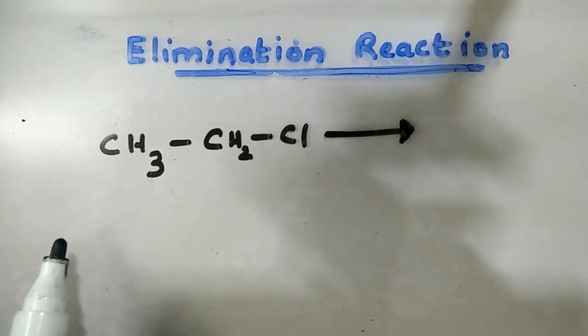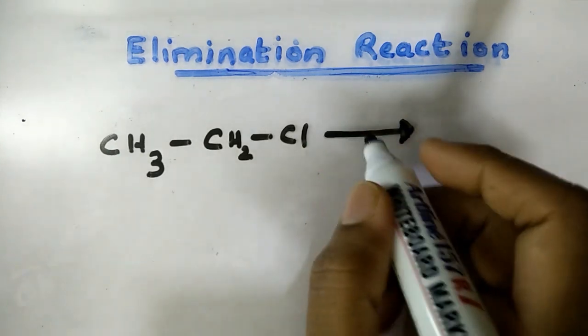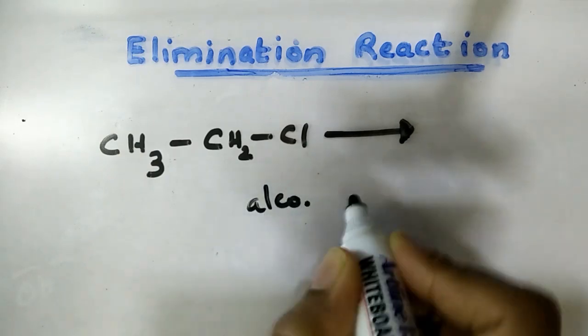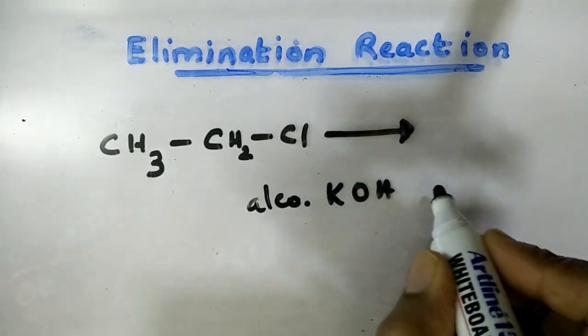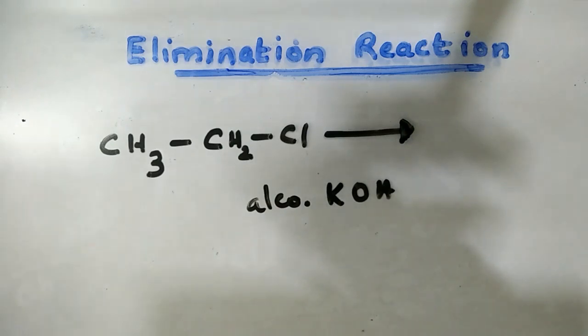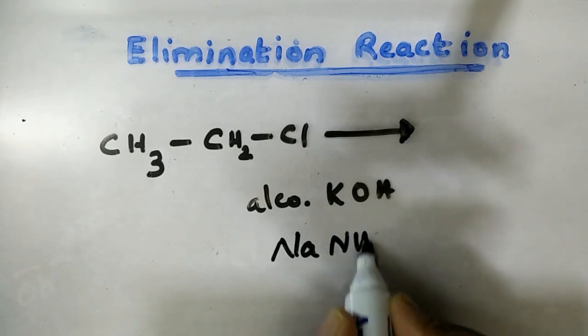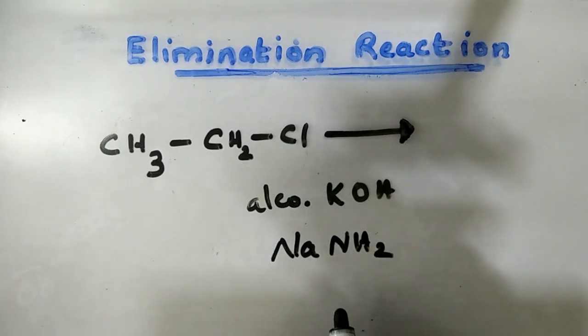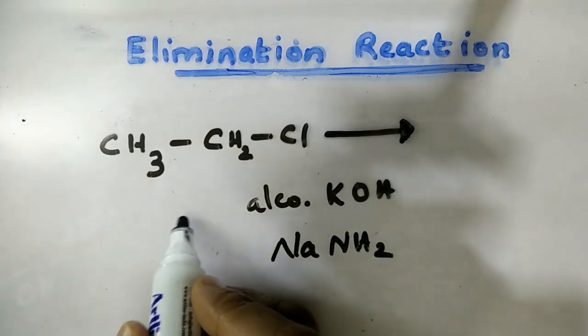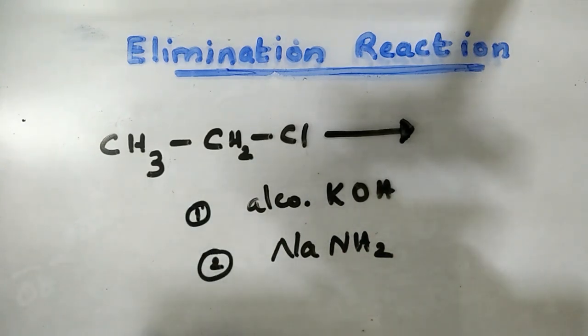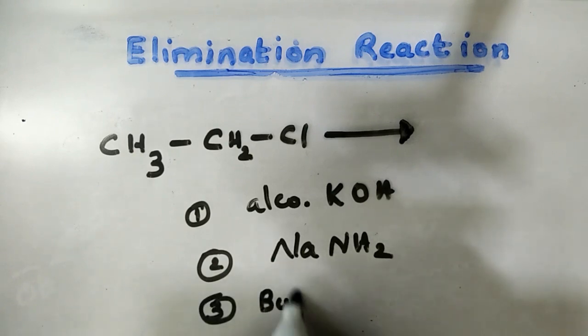If you are treating any alkyl halide with alcoholic KOH, it will undergo elimination reaction. If the reagent is NaNH2, that is sodamide, this is a strong base, so it follows elimination reaction itself. If your nucleophile is a bulky group, then also elimination reaction takes place.